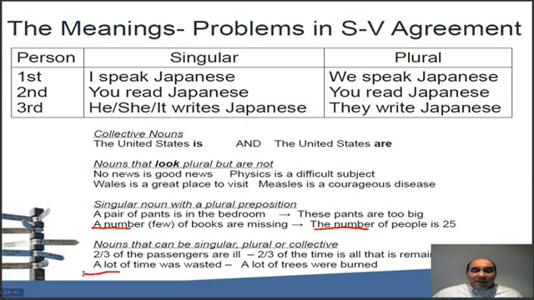A lot can mean a variety of things. Okay, depends on what comes after. A lot of time, well, time is singular. A lot of time was wasted. A lot of trees were burned. Trees is plural, therefore a lot in this sense is going to be plural. You see, it's going to depend on what comes after in this case.